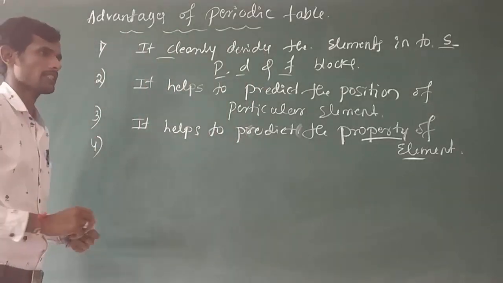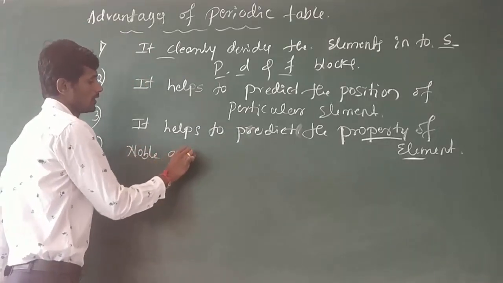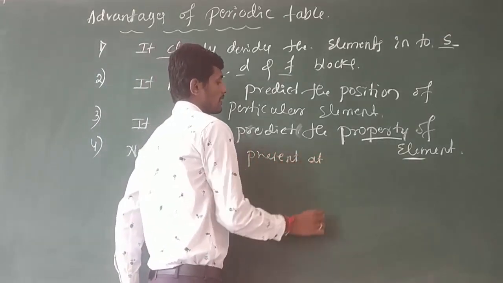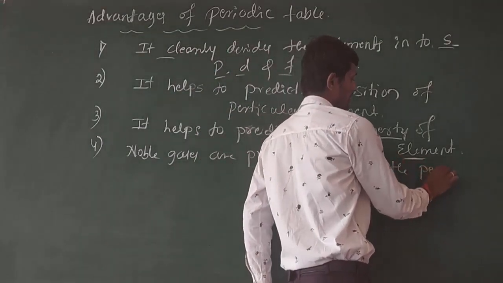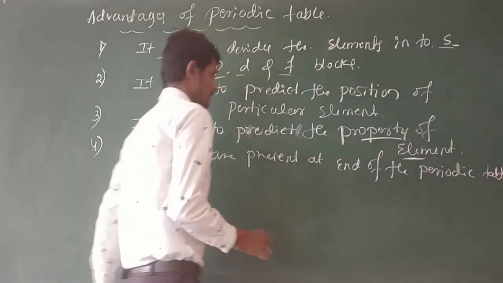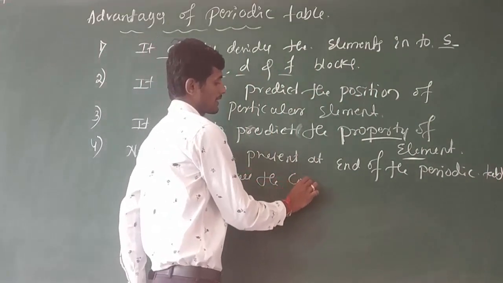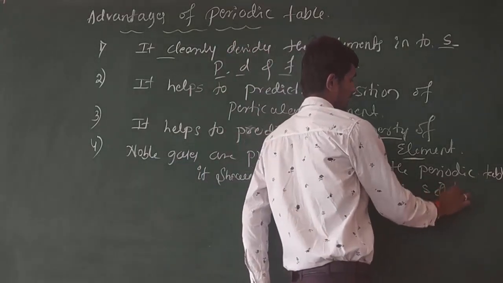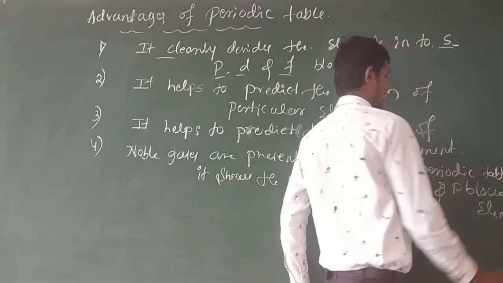Next, another point. Remember students, noble gases are present at the end of the periodic table. It shows the completion of S and P block elements.